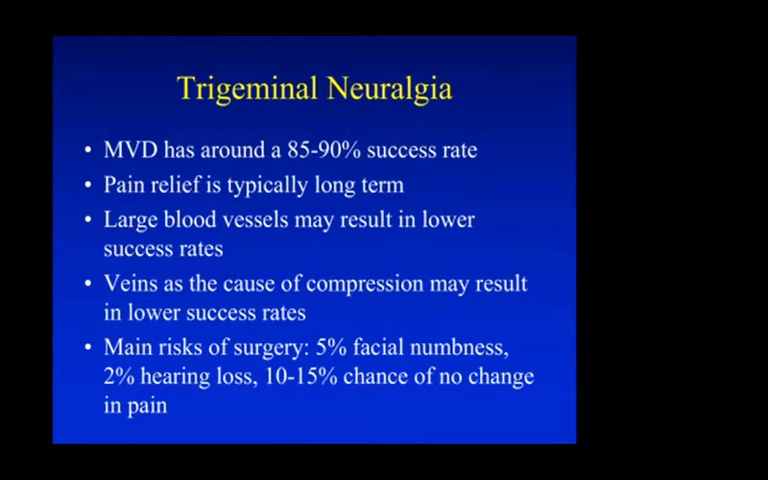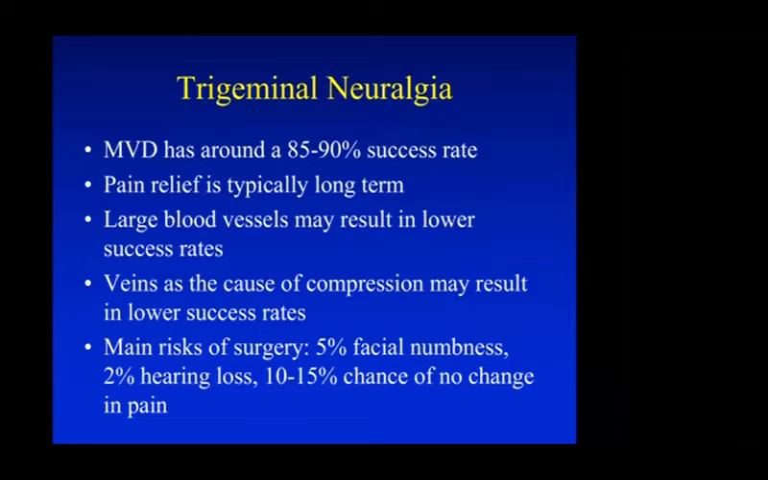There are some situations where that number may be lower. If the artery that's pushing on the nerve is very, very large, sometimes that can happen, then that may result in a lower success rate, because a very large artery may put so much pressure that even though you have the little cotton balls placed on the nerve, the artery exerts too much pressure and it can push through the cotton ball.